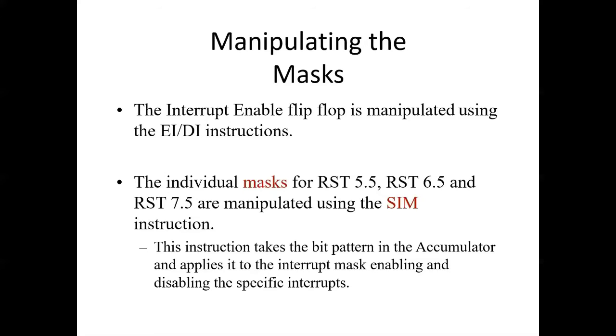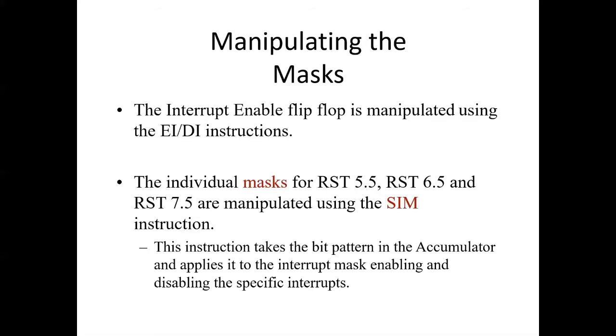Bit 2. This is the mask RST 7.5 bit. This bit is meaningful only if the MSE bit is equal to 1. If MSE is equal to 1 and M 7.5 is equal to 0, RST 7.5 is unmasked. If MSE is equal to 1 and M 7.5 is equal to 1, RST 7.5 is masked.